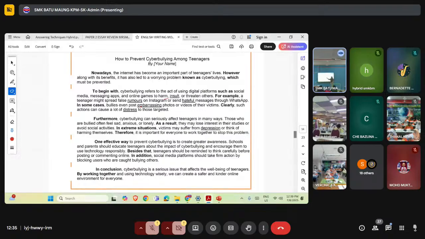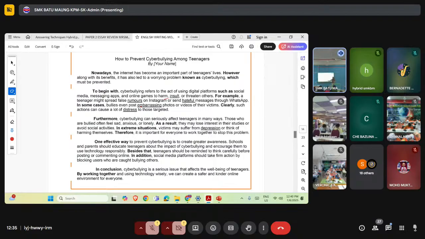The next, cohesive devices. You can see the result of it. When cyberbullying seriously affects teenagers, there are results of it. For example, the students can get anxious, lonely, sad, something like that, in extreme situations. And then therefore, one effective way, besides that, and then in addition, and the last one, in conclusion. The concluding part.